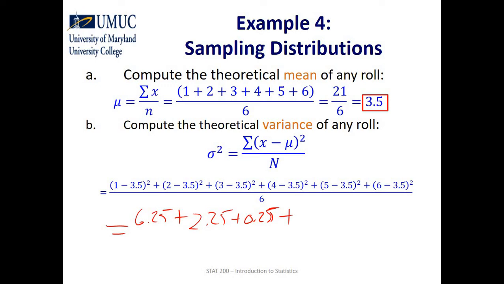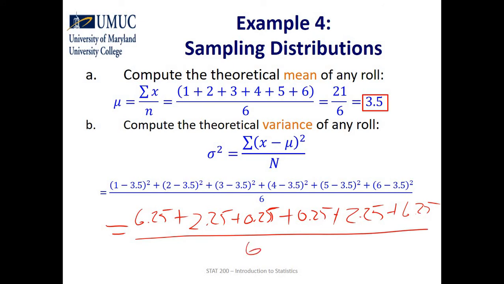4 minus 3.5 is going to be 0.5. Square that and again we get 0.25. 5 minus 3.5 is 1.5. Square that and we get 2.25. And 6 minus 3.5 is 2.5. Square that and we get 6.25. We're going to divide all that by 6.